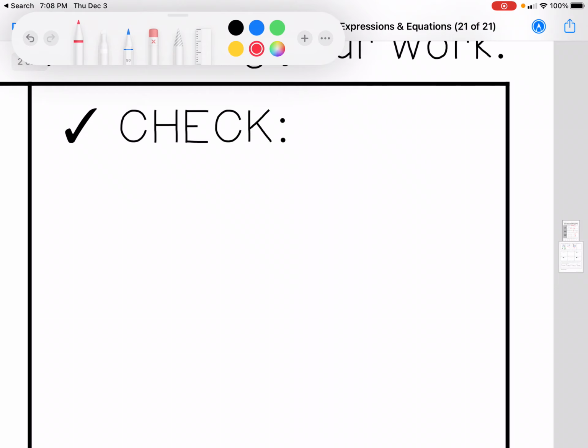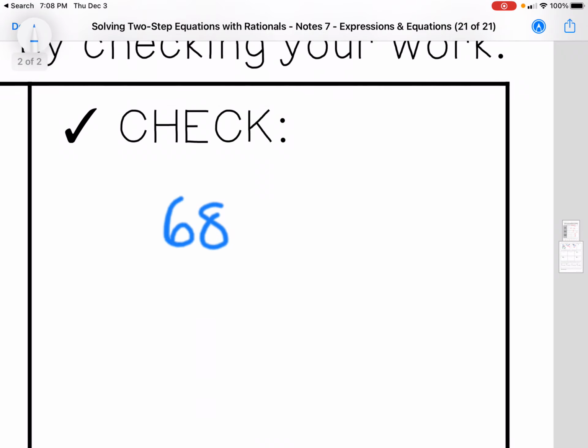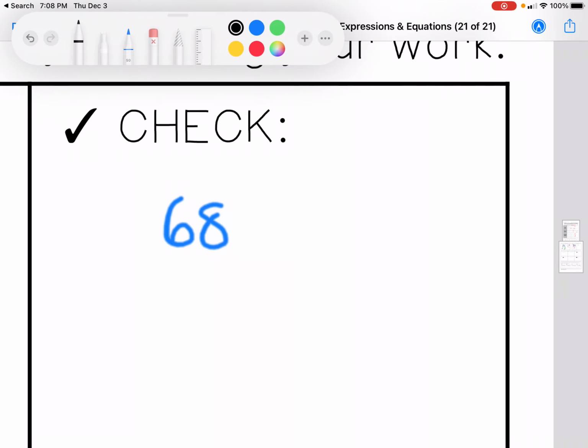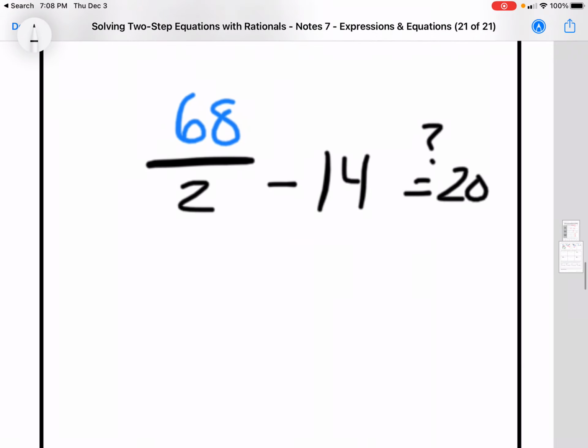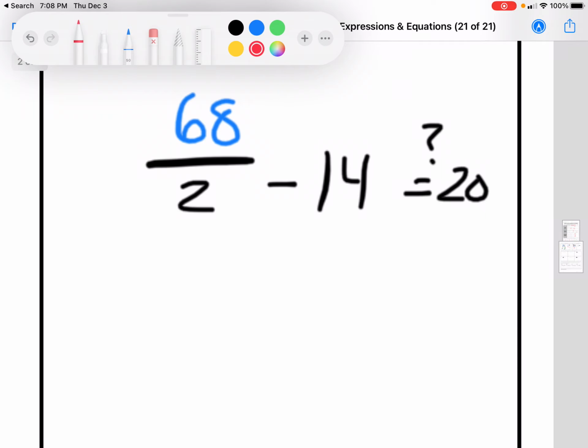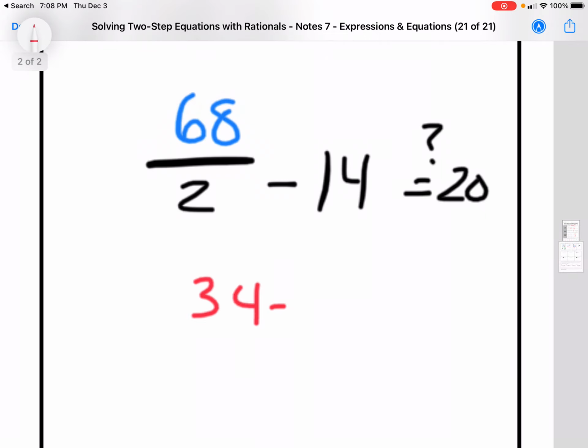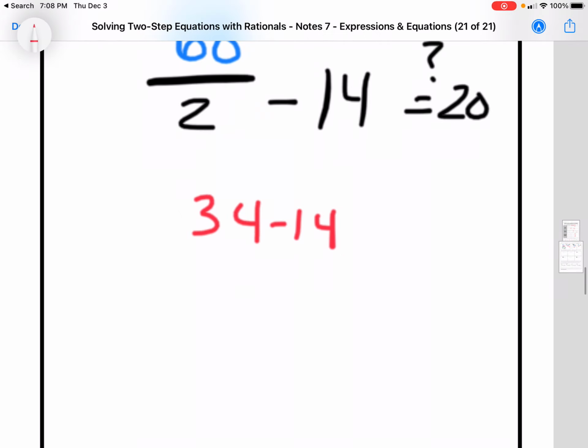How do I see if I have the correct answer? I just plug it back in. So I'm going to put 68 where x was over 2 minus 14. Does that equal 20? Okay. 68 divided by 2 is 34 minus 14. That is 20. So does 20 equal 20? Check. It does. So the answer is correct.